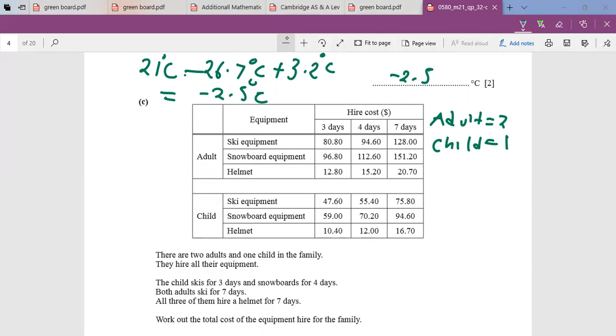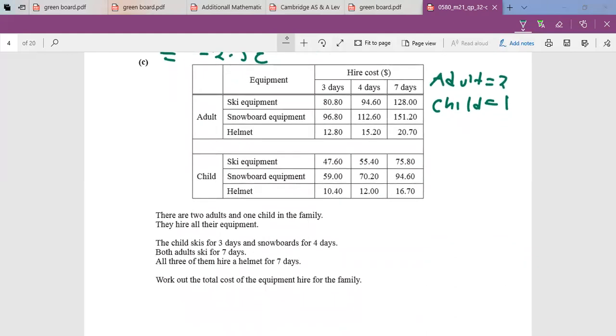The child skis for 3 days and snowboards for 4 days. Both adults ski for 7 days. All three of them hire a helmet for 7 days. So we are saying work out the total cost of the equipment hire for the family.